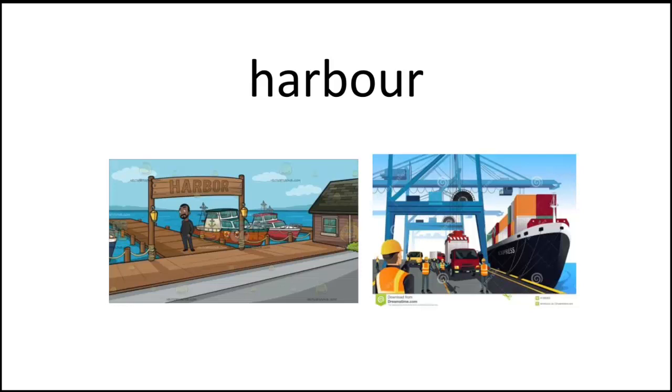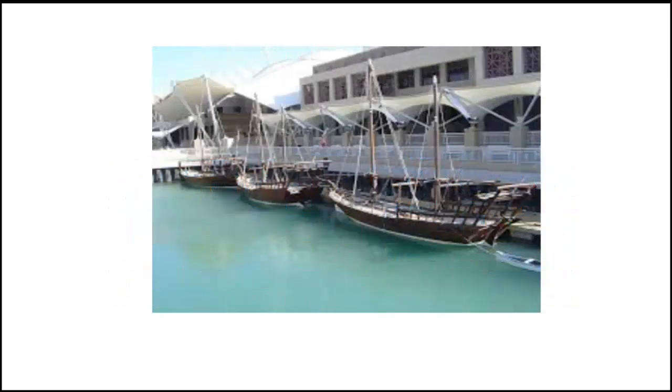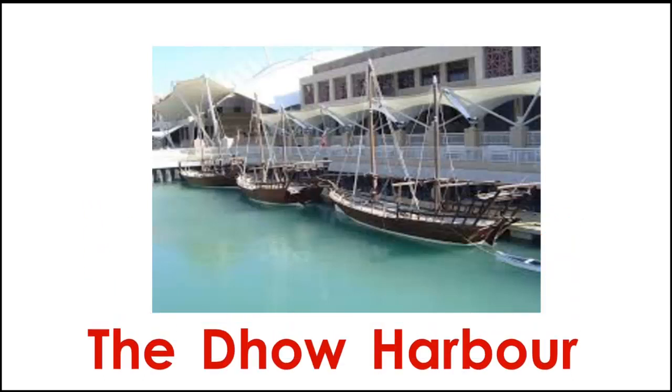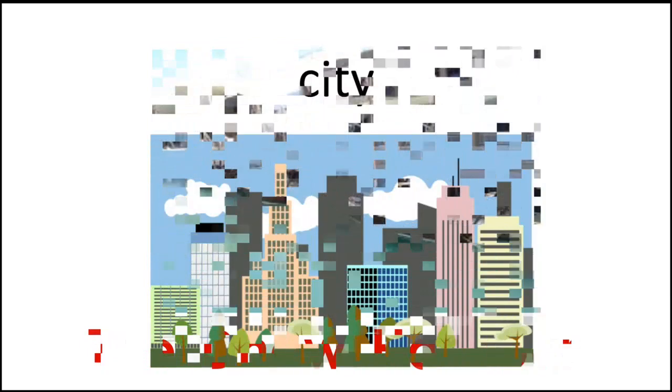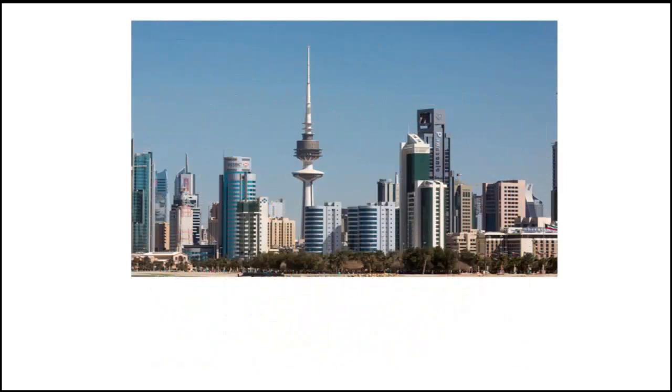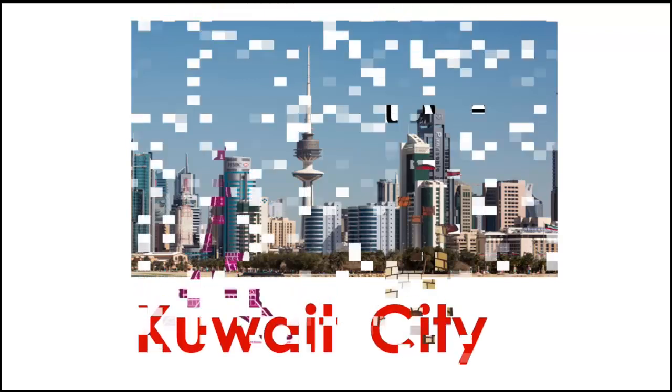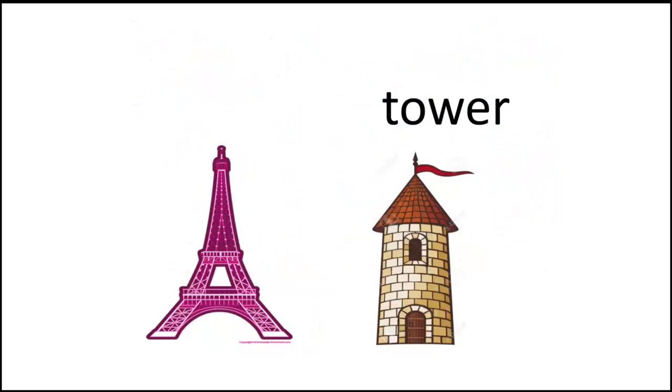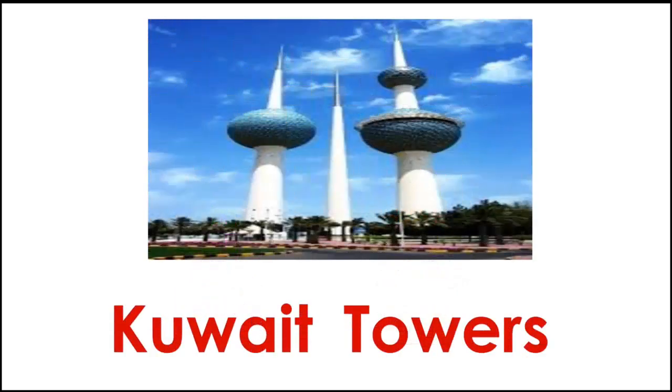As you can see, ships and water, so this is a harbor. Like the Doha Harbor. City. This is Kuwait City. Tower. These are Kuwait Towers. Now let's listen.